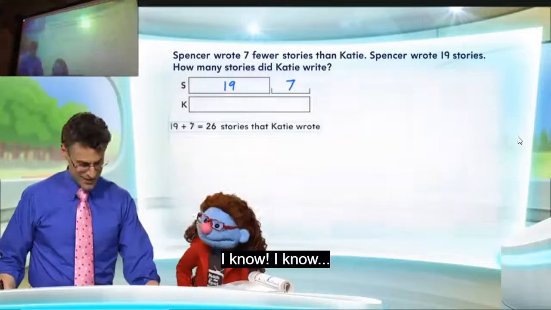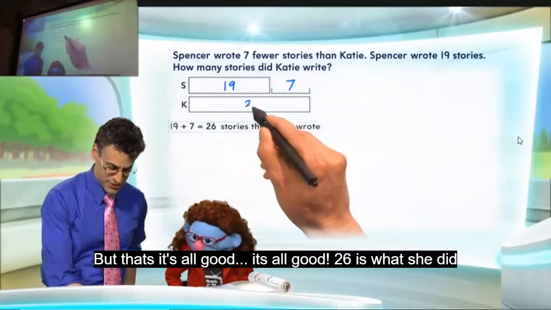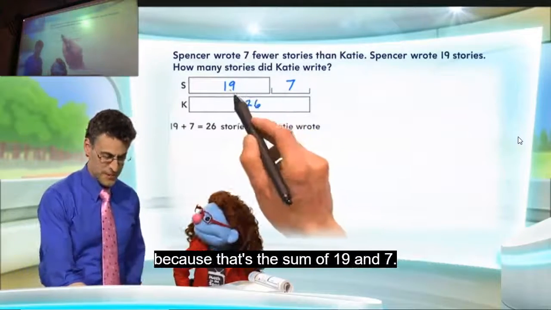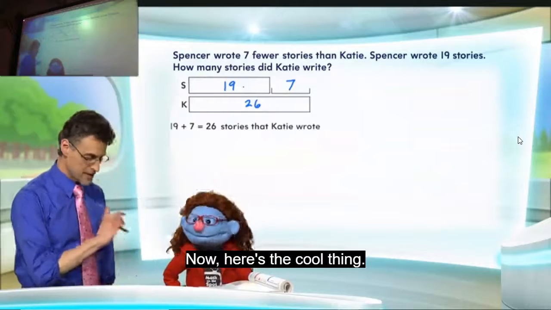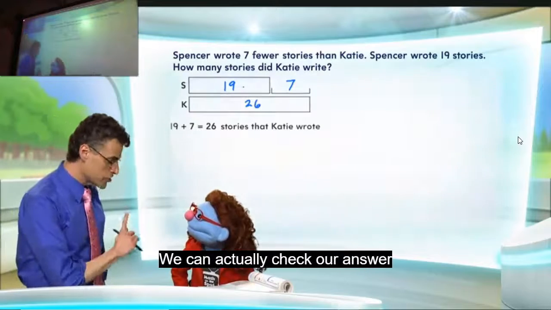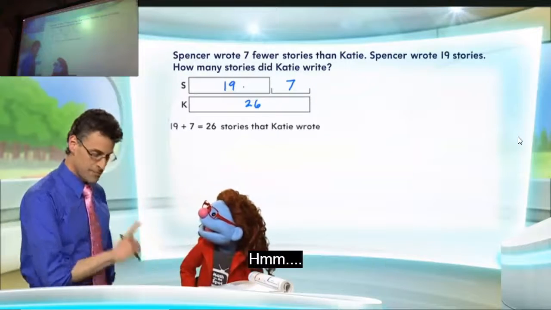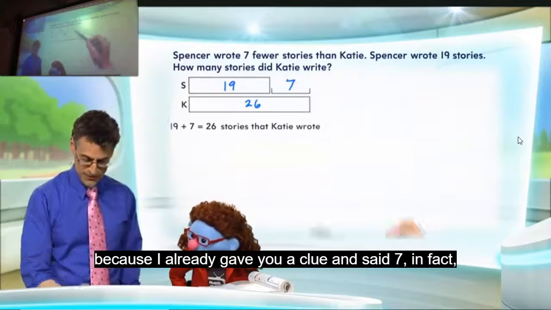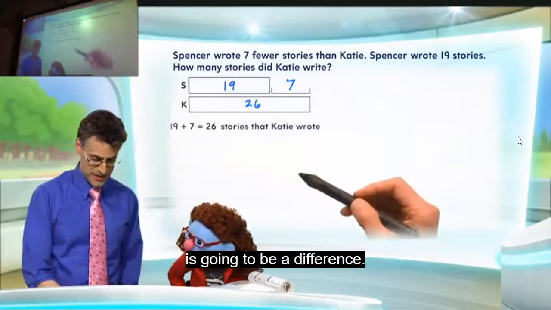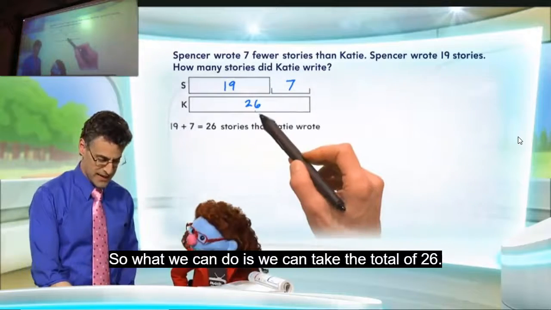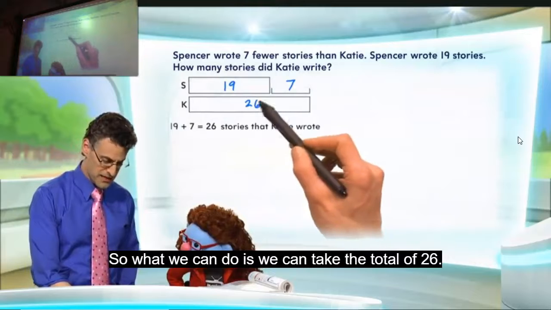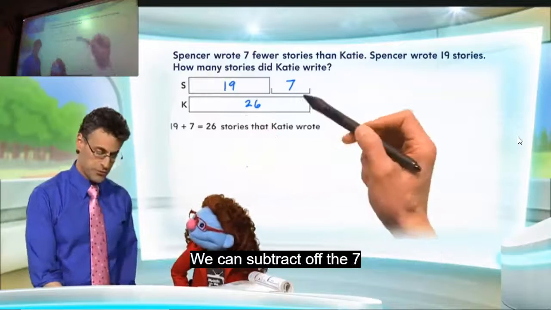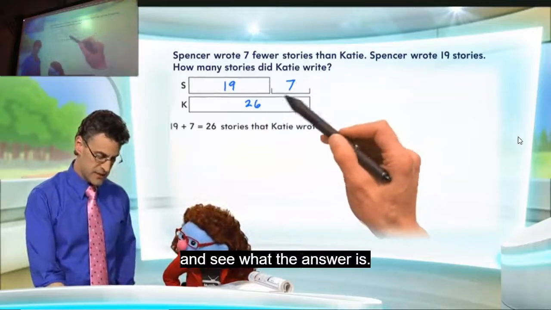Man! I know. But it's all good. 26 is what you did, because that's the sum of 19 and 7. Now, here's the cool thing. We can actually check our answer. Because I already gave you a clue and said 7, in fact, is going to be the difference. So what we can do is take the total of 26. We can subtract off the 7 and see what the answer is.